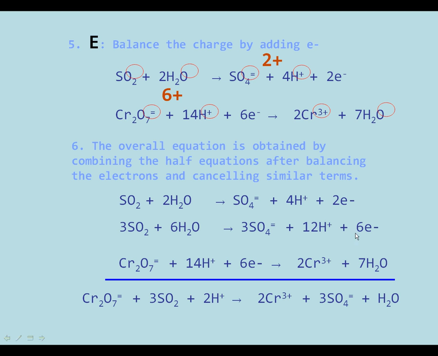And so by adding these 2 half equations and cancelling out similar terms on both sides of the equation, we end up with the overall equation here, showing the fully balanced and complete reaction for the redox equation between the dichromate and sulfur dioxide.